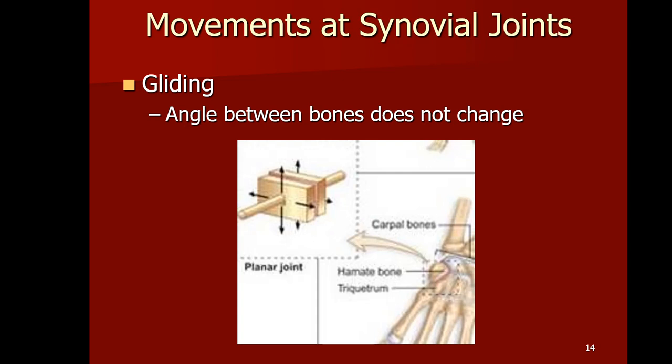So movements at synovial joints. There are specific names that are important. Back to just the gliding. We just call this gliding movement, if you talk about the carpals just kind of sliding past one another. So we'll just call that gliding, not a big deal.